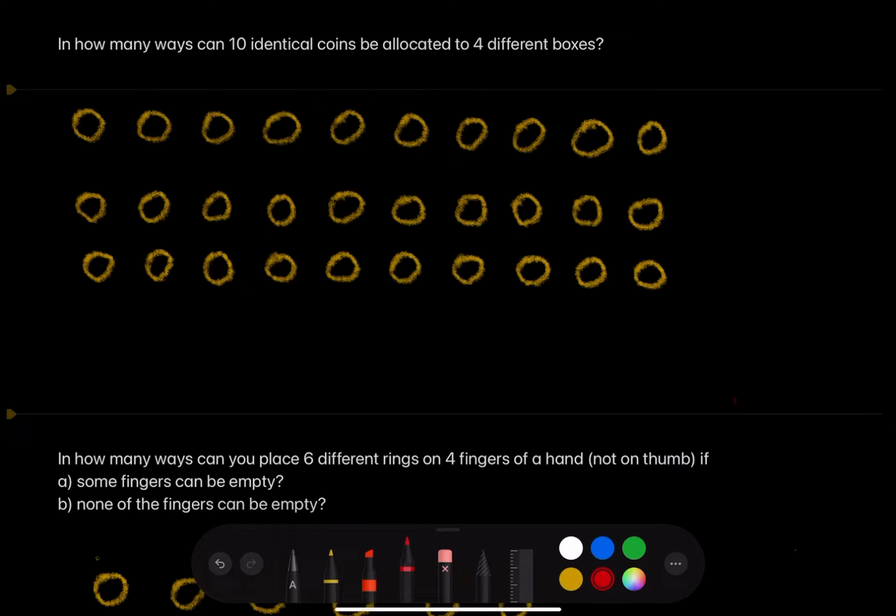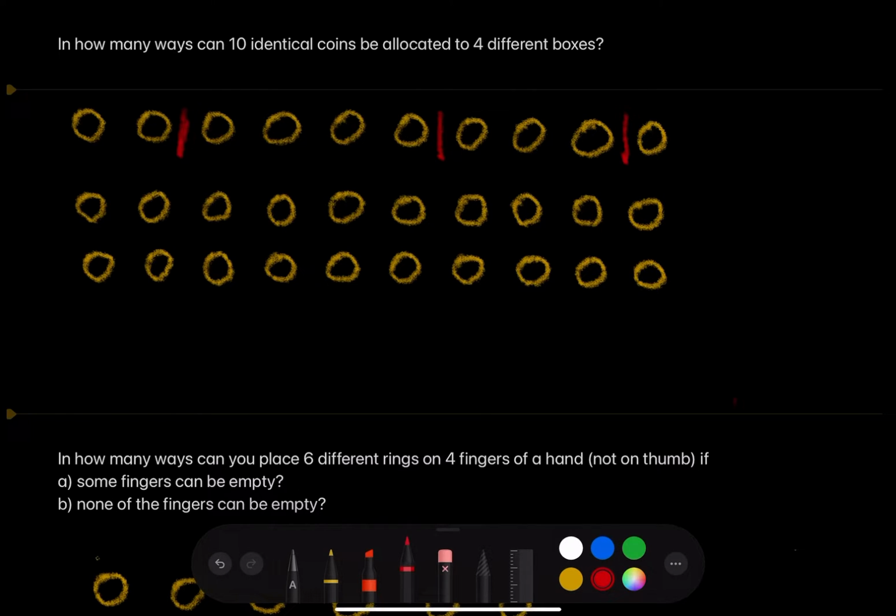And the separators can be allocated in different positions, and then they give you a different number of coins in the different boxes. For example, I put one separator here, and one there, and one here. So then I made the first box has 2 coins, and the second one has 4, and the third one has 3, and the last one has 1, because I put my separators this way.